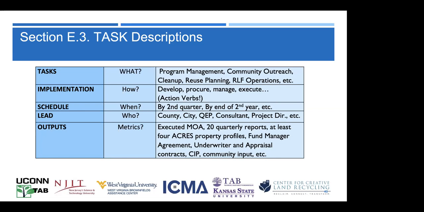staff will do, right? You can already see where the issues are, or if they're doing things together, showing that collaboration. Outputs. We'll talk about outputs and outcomes later, but outputs are talking about metrics, right? What are the things that are going to be done, as far as, in an RLF, you're going to execute a memorandum of agreement, right? Or maybe underwriter and appraisal contracts, right? Community implementation plan, right? So these are outputs, and when you're speaking the lingo, it shows the reader that you are very aware of the guidelines.